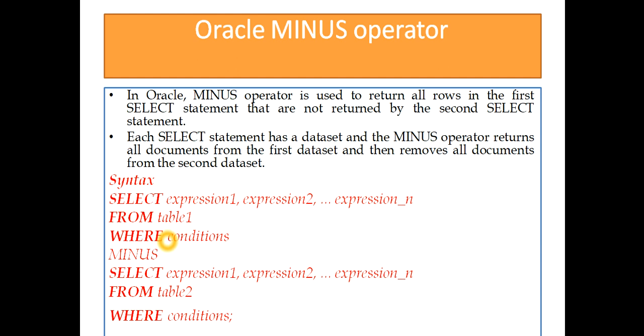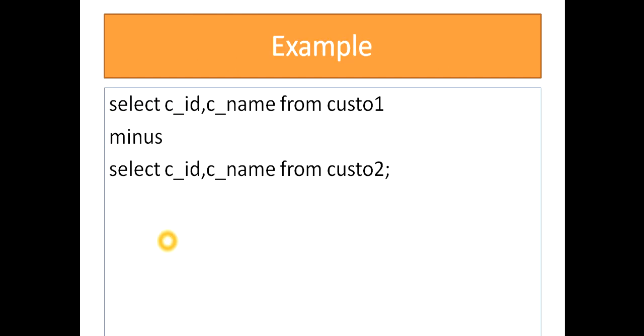So let's come to the practical example. Now, we have the Casto1 and Casto2 tables that we created in one of our previous lectures, and I hope I have explained the details about these two tables, so it will not be difficult for you to understand their values. Our example is: select CID, CNAME from Casto1 minus select CID, CNAME from Casto2. So what will it return?